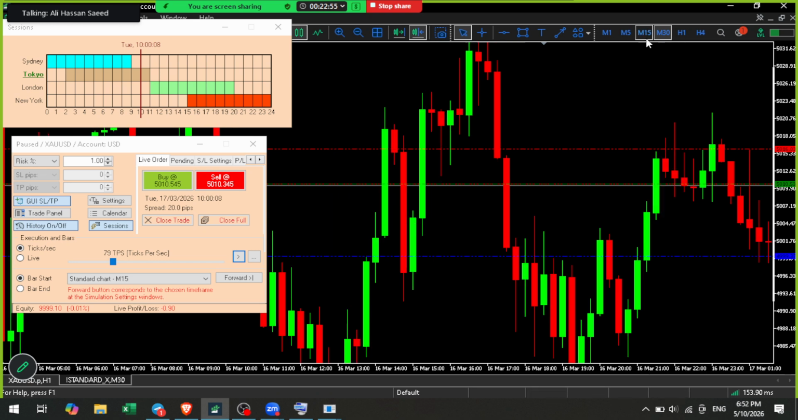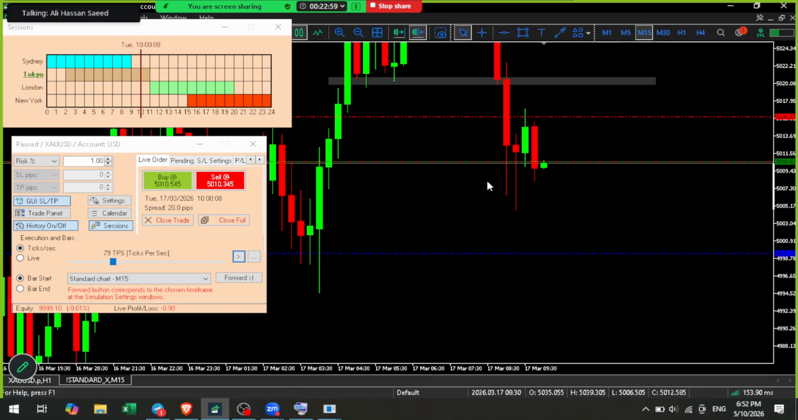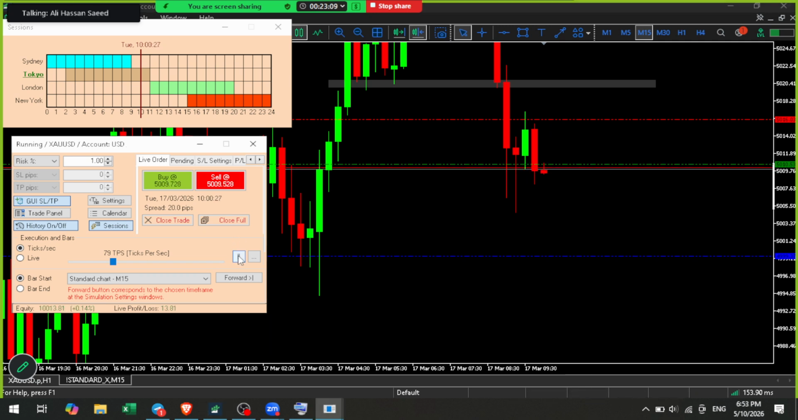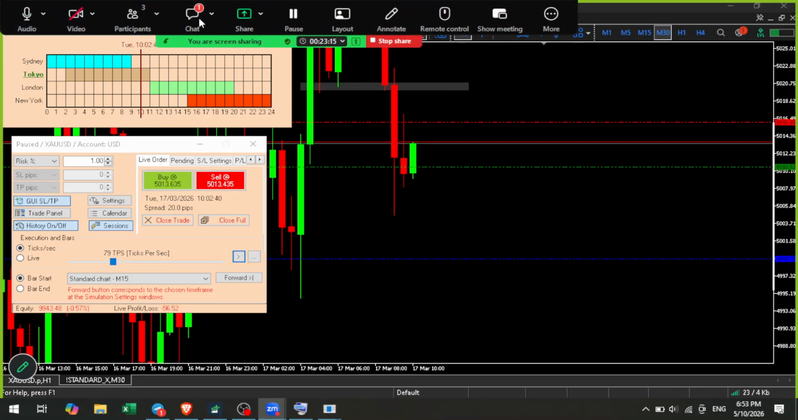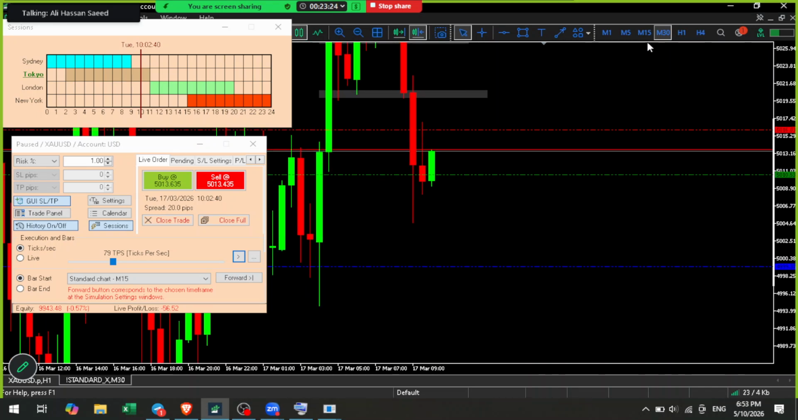So we could add some risk to our position, but on the 30 minute we don't have any opportunities to manage our risk. So let's see how the next candle goes. We will watch it on the 30 minute. We have a chat message: you should not enter till the 15 candle closed. Yes, 15 candle close.